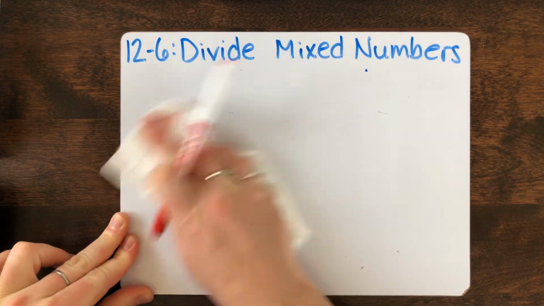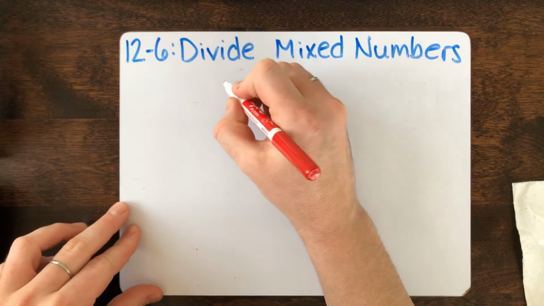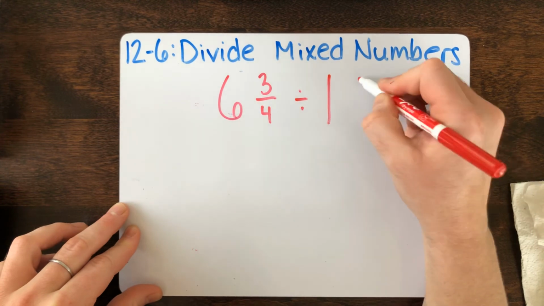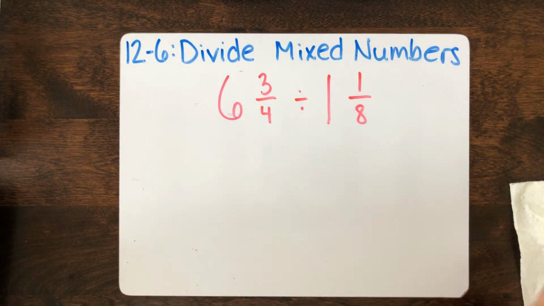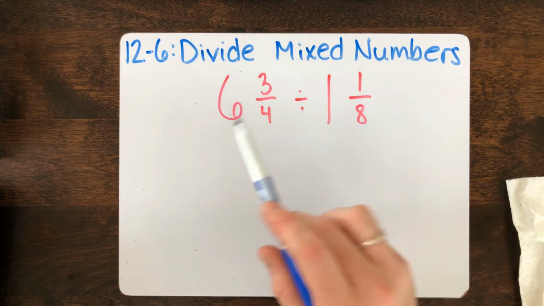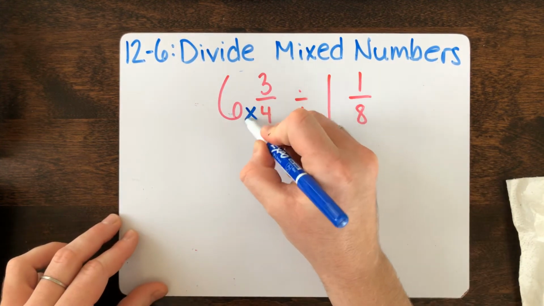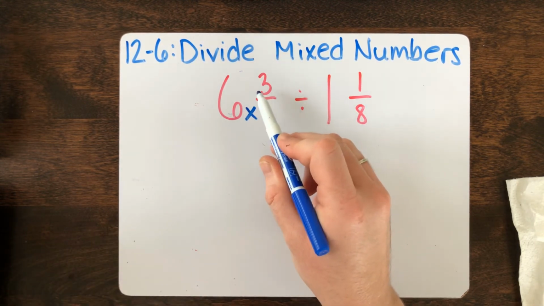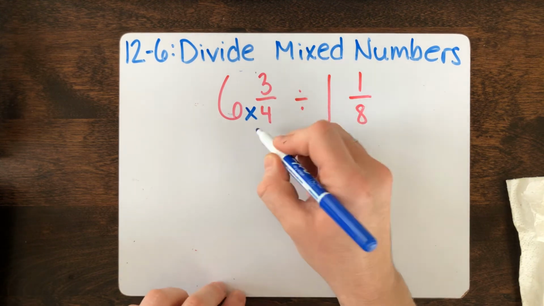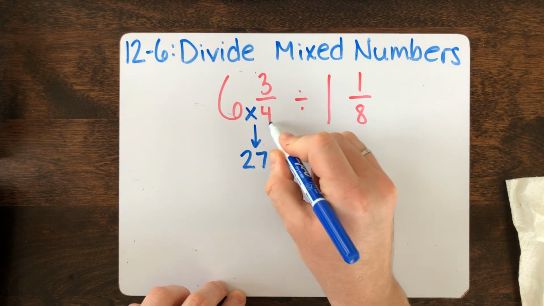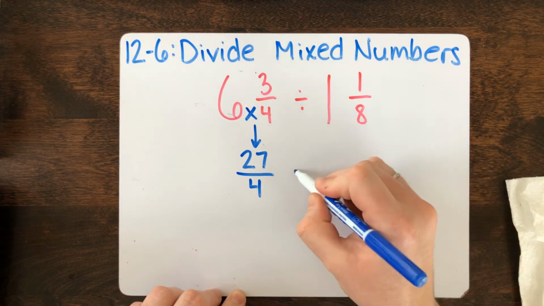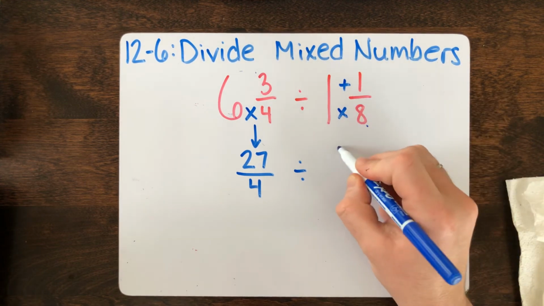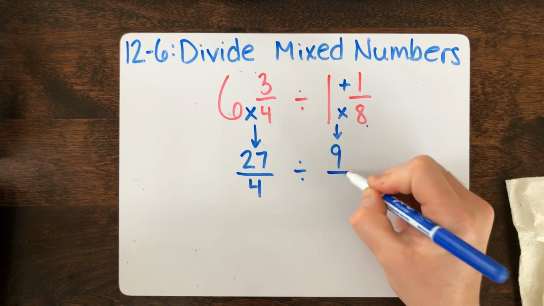All right, the next problem I want to do is 6 3/4 divided by 1 1/8. So again, change both of these to improper fractions. All right, so multiply 6 times 4 is 24, plus 3 is 27. Denominator stays the same. Divided by 8 times 1 is 8, plus 1 is 9. So it becomes, and the denominator stays the same, 9/8.